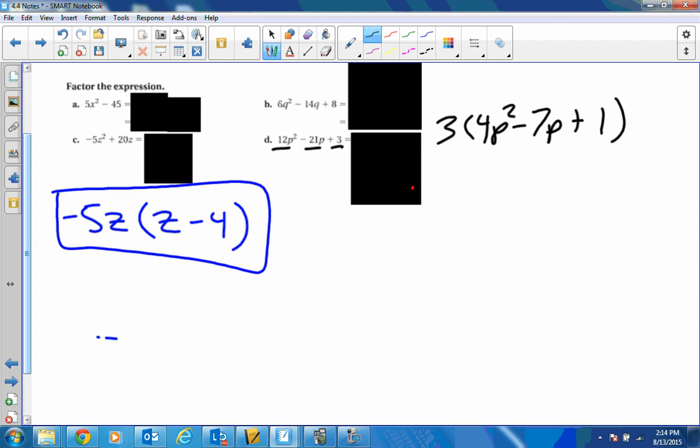So are there any factors of 4 that add up to negative 7? I don't think there is. I really don't think there is. So 4 and 1, 2 and 2, no way you're going to make 7. So at that point, you're done.